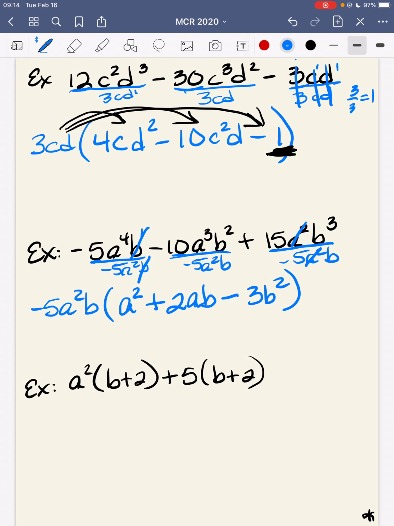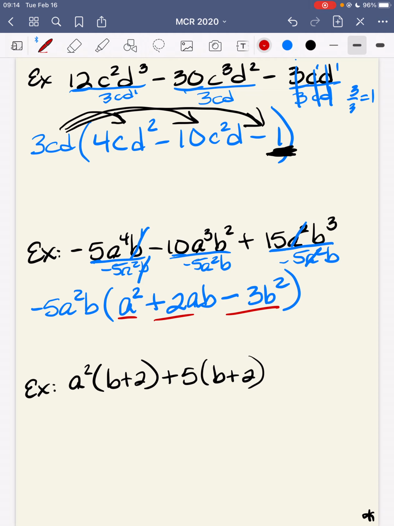All right. Now, what should happen when you pull out a negative is all your signs should be the exact opposite of what they were. So originally the first term was negative, it is now positive. The second term was negative, it is now positive. And the third term was positive, and now it is negative. So make sure that when you're pulling out a negative, you double check your signs. That's the number 1 error when we do it this way.